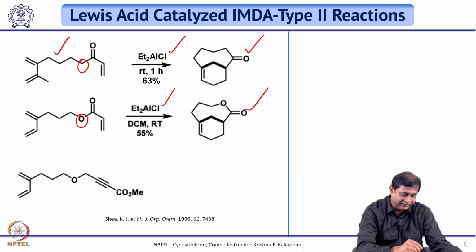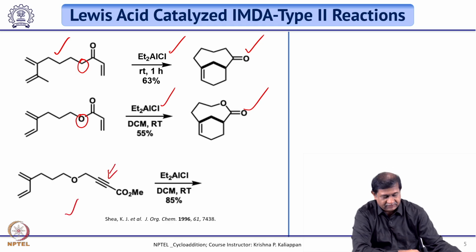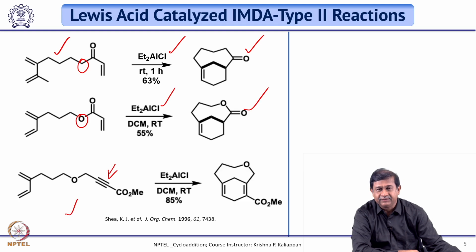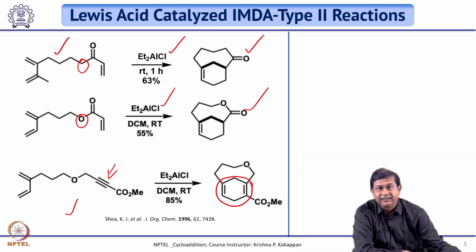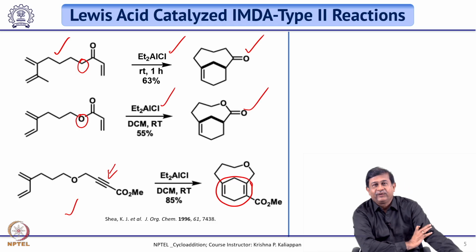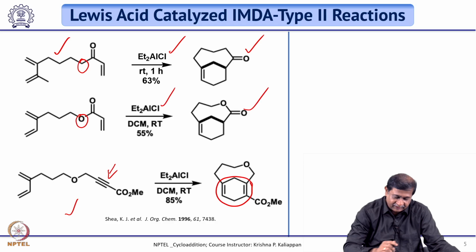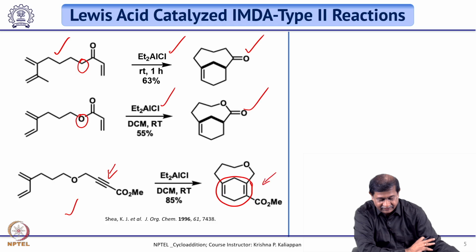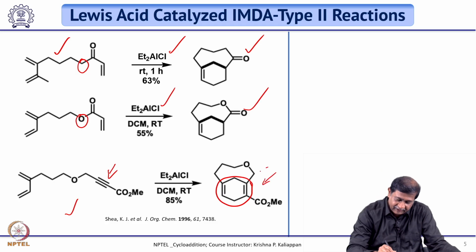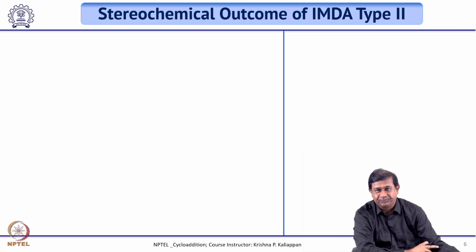And one can also have a triple bond as the dienophile. For example, this substrate, if you treat with diethyl aluminum chloride, gives the bicyclic compound. Now you can see this is a very nice intermediate having a cyclohexadiene. Normally when you have cyclohexadiene, we always think about using Birch reaction. Now one can also use intramolecular type 2 Diels-Alder reaction to generate such dienes, and more importantly you can see the substituents are 1,3 with respect to the diene.